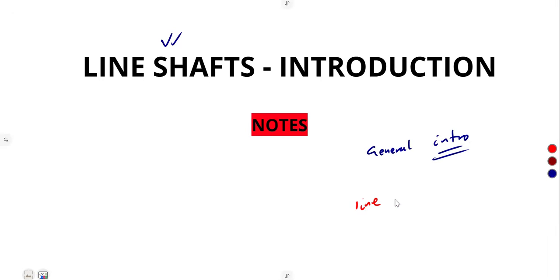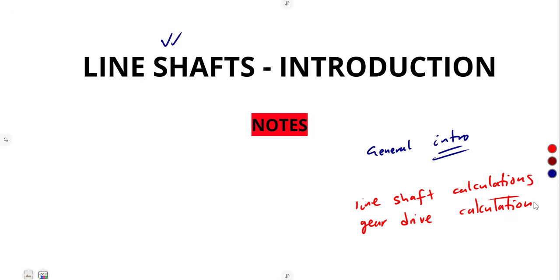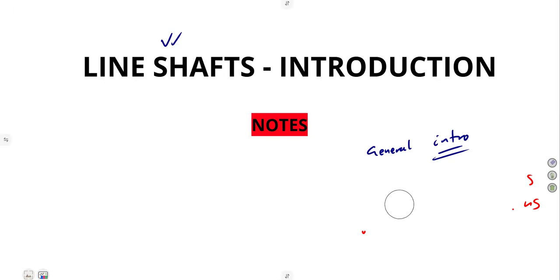You must consider the line shaft calculations. You're going to consider the calculations of the line shaft and also the gear drive calculations. We are going to look into those separately, and also look into typical examples and questions that you can be given at your final stage.